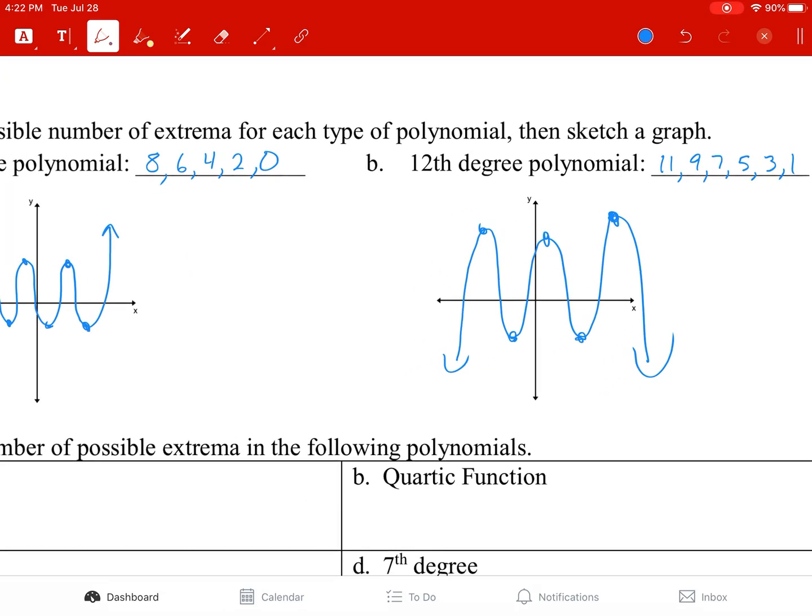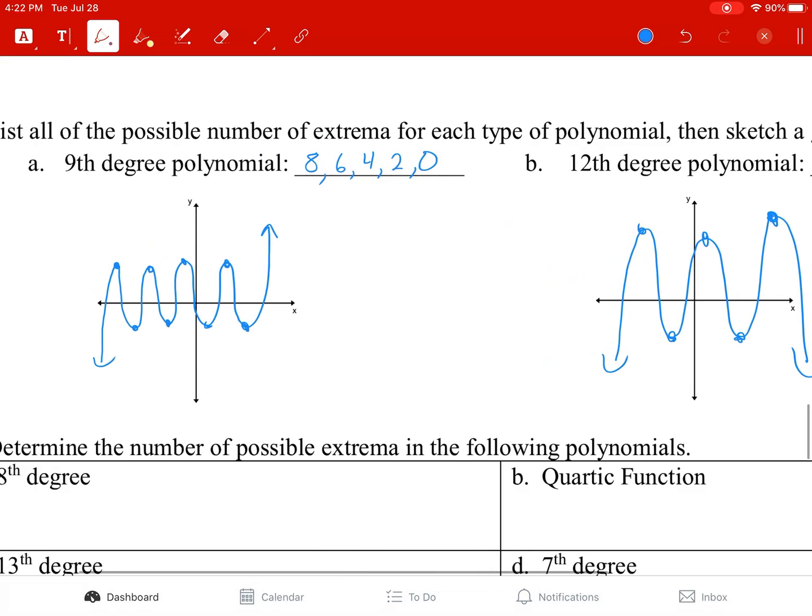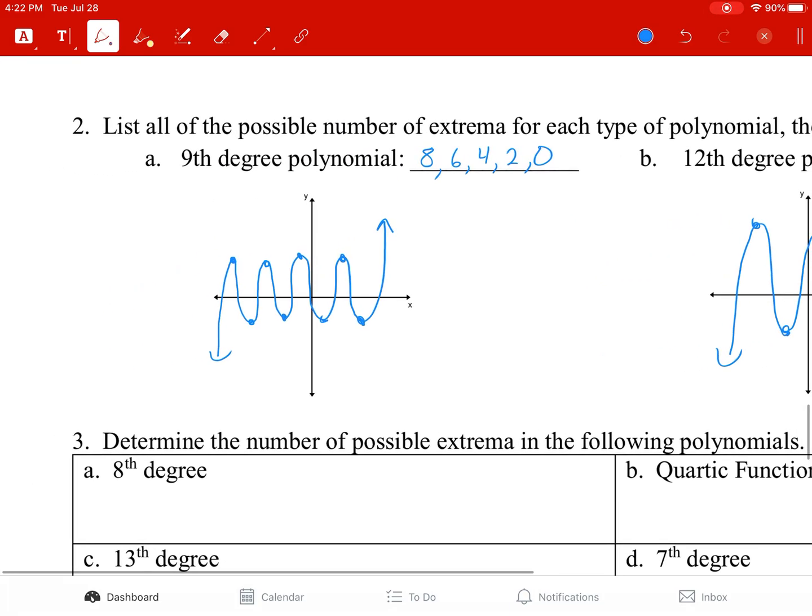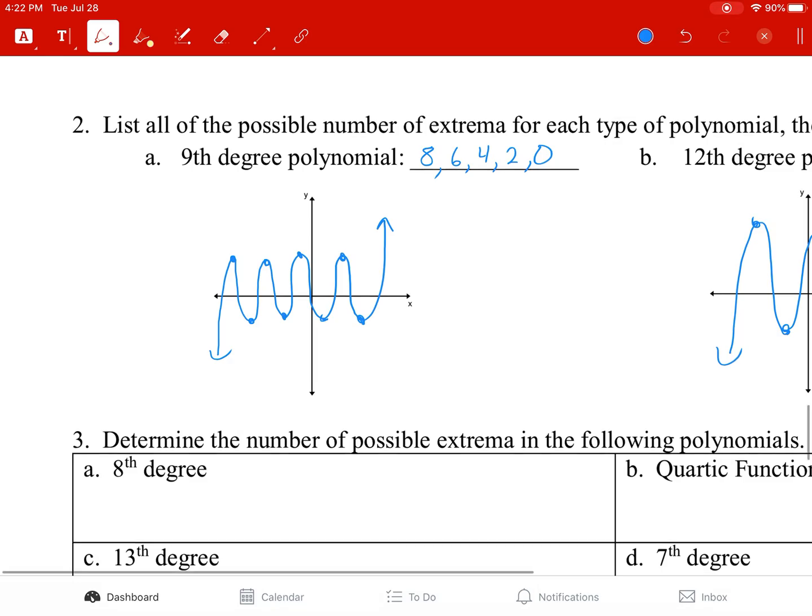You're doing your graphs if you're not sure how many extrema, but you know it's an even degree polynomial, both might go down, or both might go up. Versus an odd degree, they're going to go off in different directions. Okay.